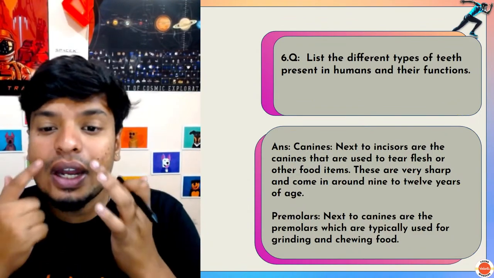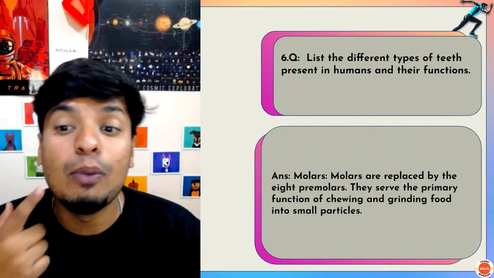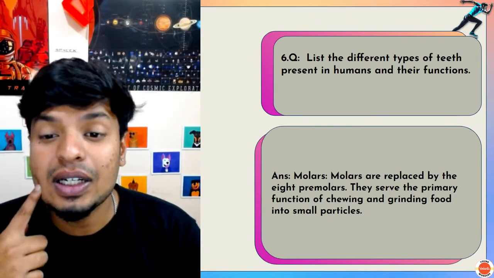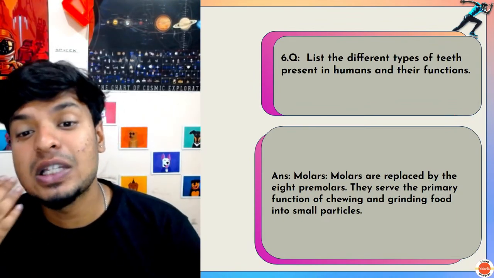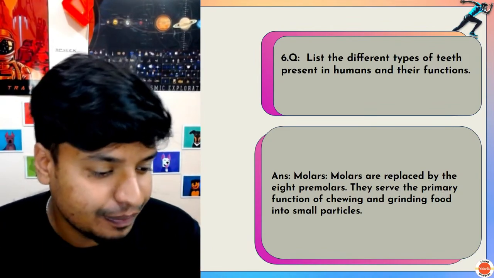Premolars, next to canines, you have premolars for grinding and chewing. Then you have molars. There are 8 molars, which replace the 8 premolars. They serve the primary function of chewing and grinding the food.